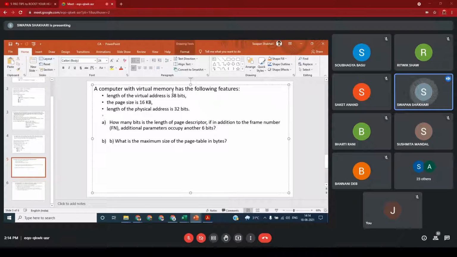Now, if you know the number of frames, okay, to uniquely identify this total number of frames, you can calculate how many bits you will require. Okay. Now you will add 6 to this number. So this will be the total length for the page descriptor. Are you getting it?